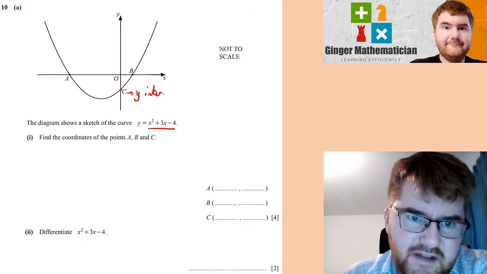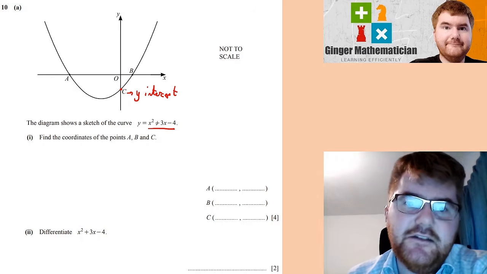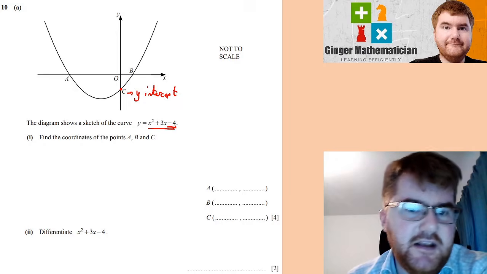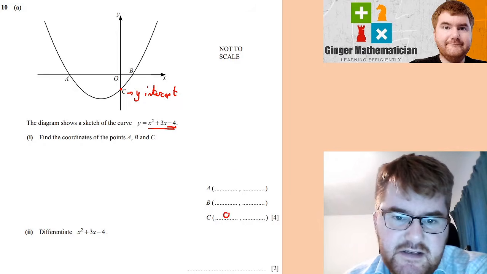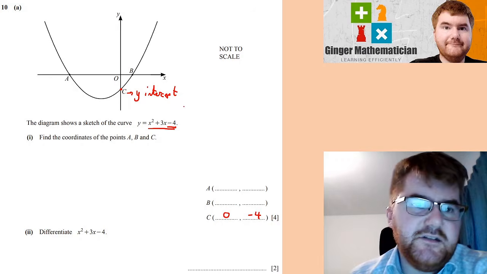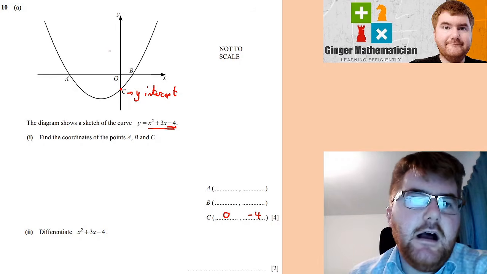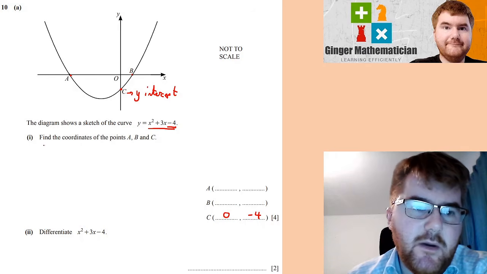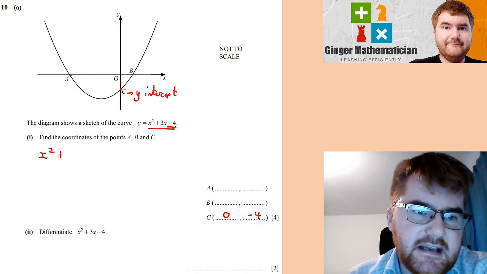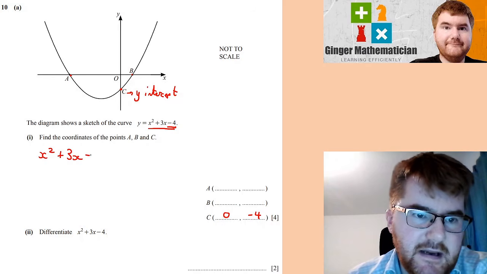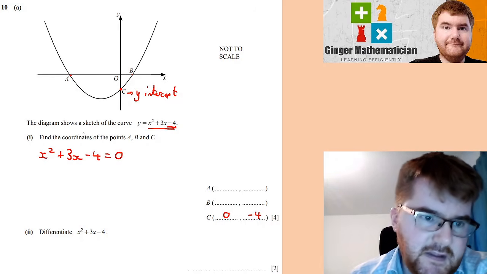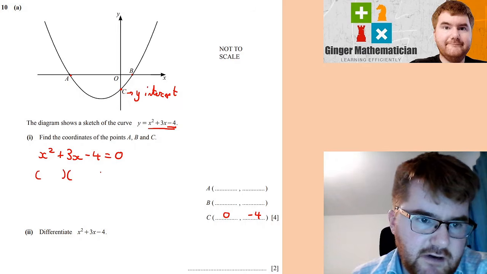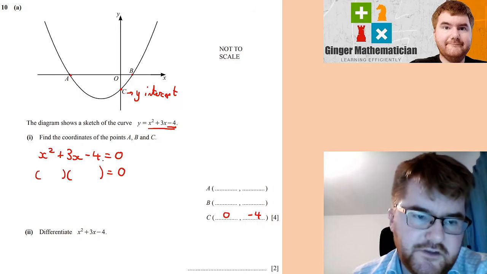So the y-intercept, remember, is just the number at the end of the quadratic, so this one here. So that's going to be 0, minus 4. So that was easier to work out. The A and B are what's known as the roots of the equation, and we work those out by taking our quadratic and making it equal to 0. So then we can actually factorize this. Of course, you can use the formula if you so wish.